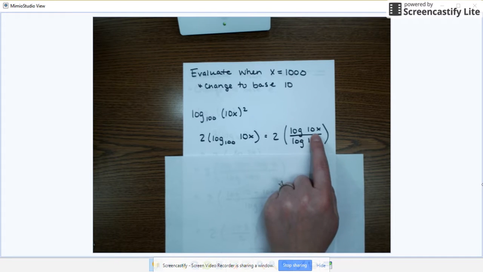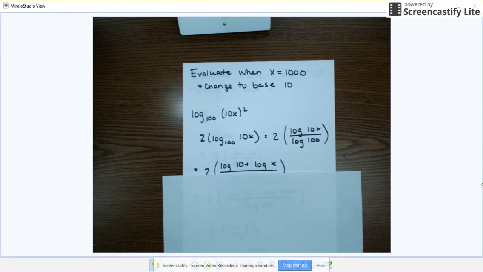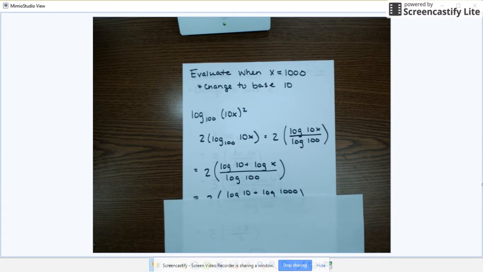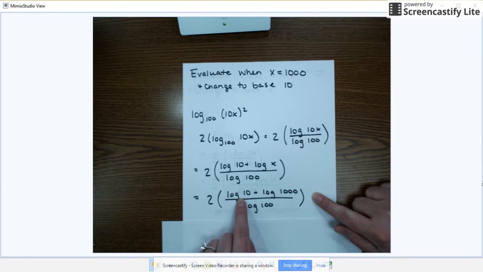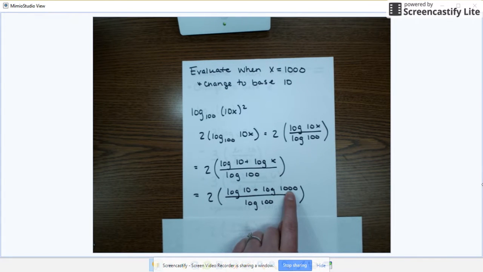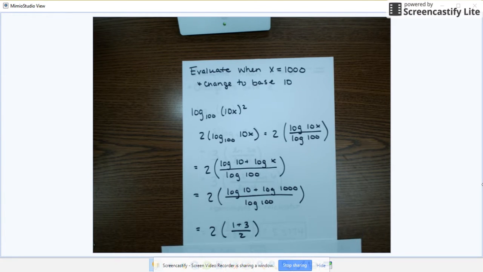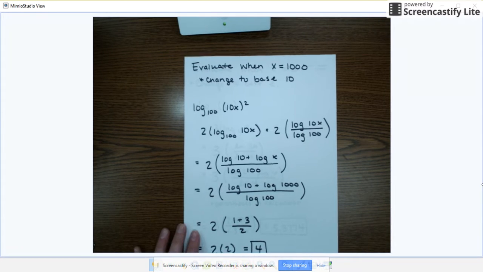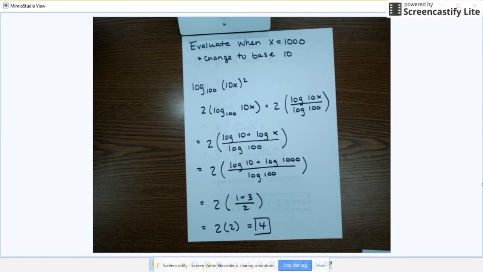Okay, our numerator now is a product, so we can split that into an addition. So 2 times log of 10 plus log of x, all over log of 100. I went ahead and substituted my 1,000 in now. So x was 1,000, plug that in here. 10 to what power gives me 10? Well, that's 10 to the first. 10 to what power gives me 1,000? That's 3. 10 to what power gives me 100? That's 2. So we plug in all those numbers. We have 4 over 2, which is 2. 2 times 2 gives us a final answer of 4.